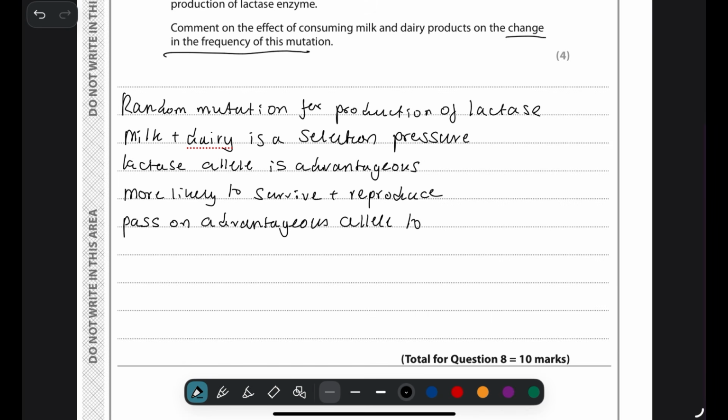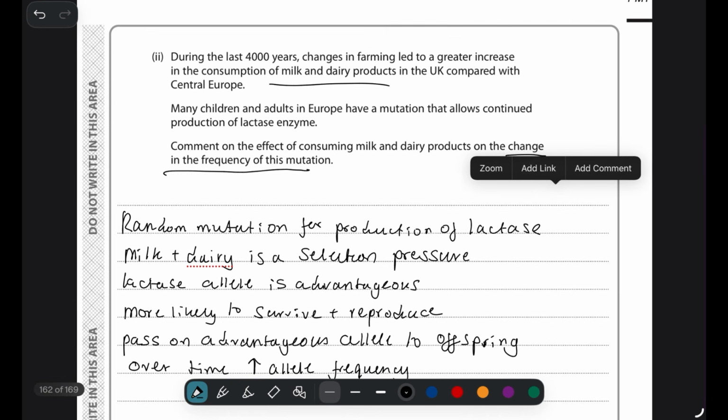And if they've done all of that, then that means that the frequency of the advantageous allele increases. So over time, increased allele frequency. So that would be how.